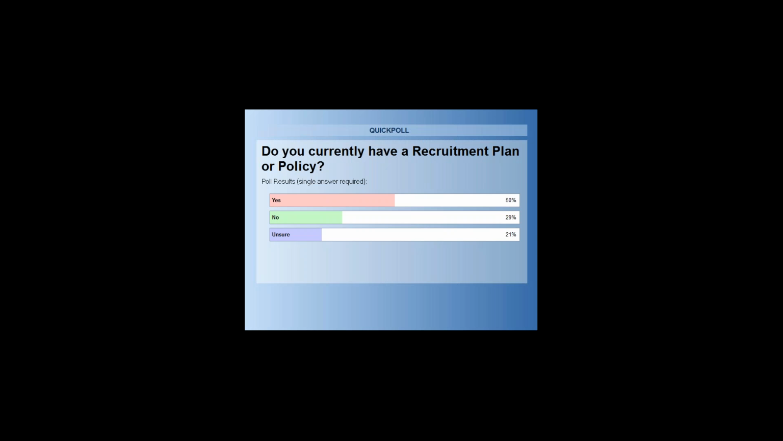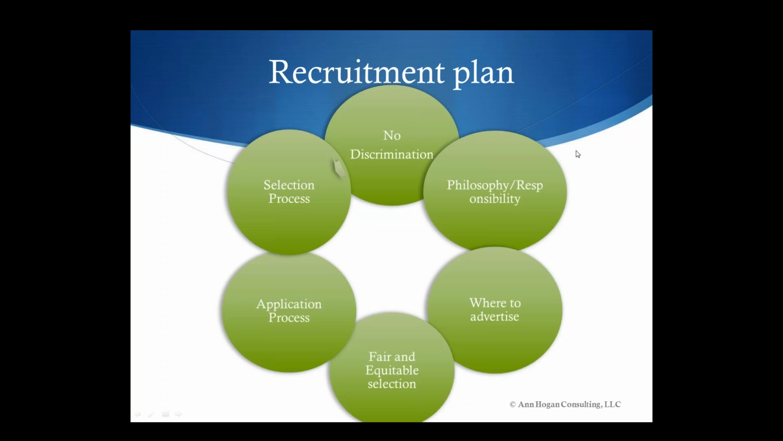Good. So a significant amount of you do have one. At least 50% of you do. There's a good chunk that say no, and I'm going to tell you why it's important. And those that are unsure, you'll want to make sure that if you have one, you know where it is, or if you don't have one, to be sure to implement one.